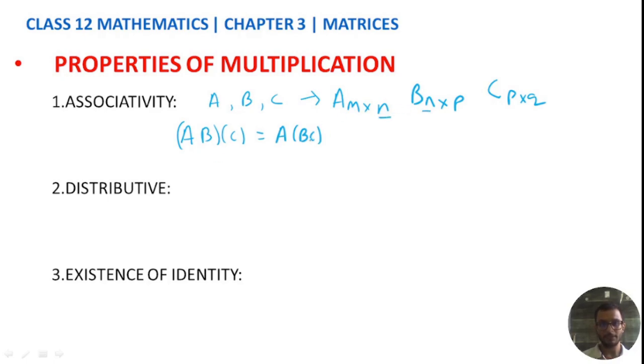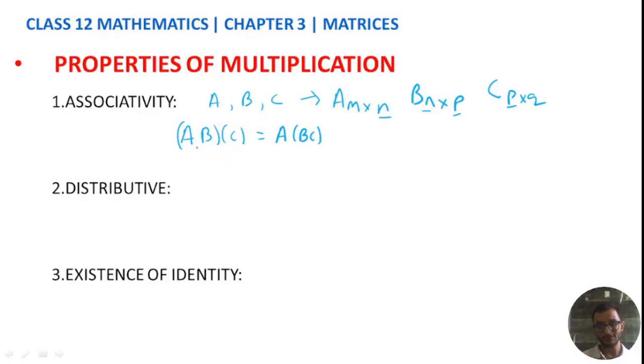You can multiply B and C. Why? Because the order of B and C, P and P, are the same. Now you tell me why you can multiply C with AB. Okay, you should pause it and try. Why can you multiply C with AB?